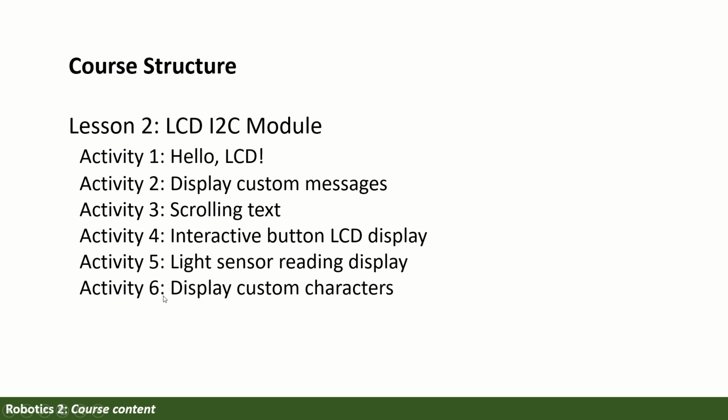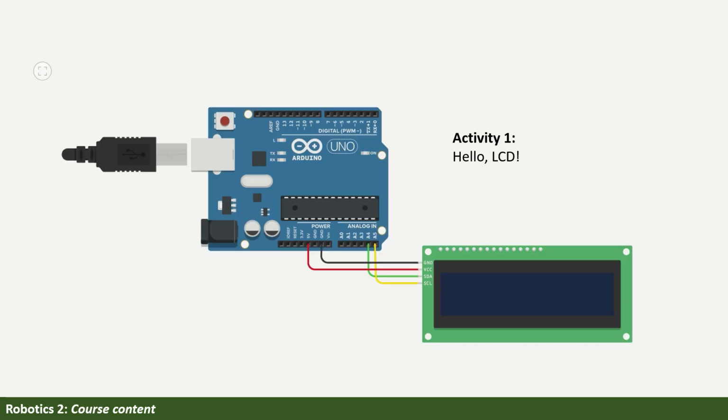And then in number 6, you will do some sort of pixel art, because you will modify or activate pixels so that you can form custom characters. So let's take a look at each of them one by one.